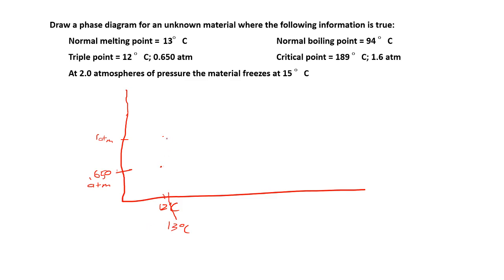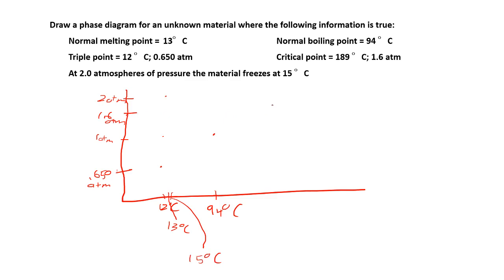So now let's identify the normal boiling point, which still occurs at 1 atmosphere, but it's going to happen over here. That's going to be my 94 degrees Celsius. Then we have a few more points we've got to do: 2 atmospheres, and a point at 1.6 atmospheres. So at 2 atmospheres, at, let's see, 15, it's still supposed to be freezing. So that needs to be the point that's along our solid curve. So again, I've got a mark right here, and I'll put an arrow to that, 15 degrees Celsius.